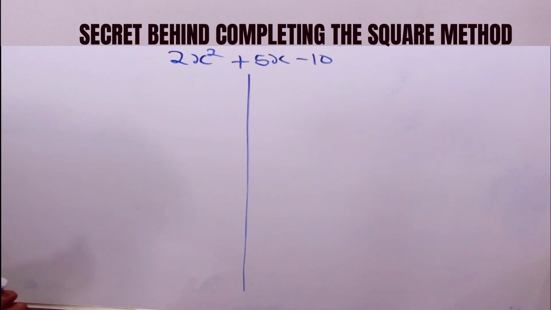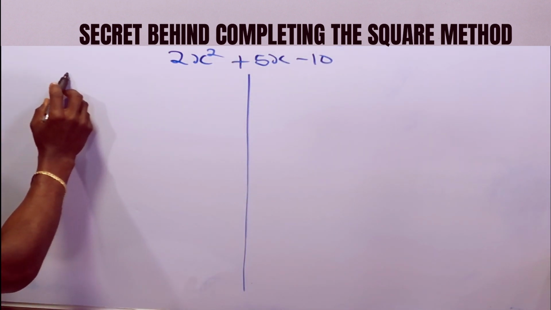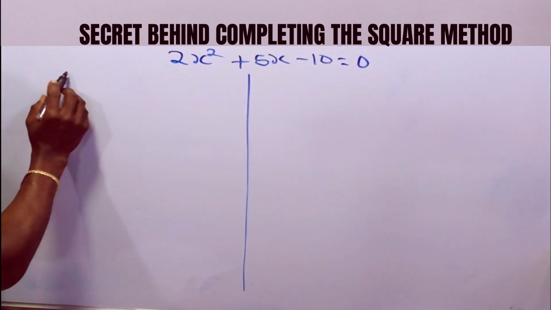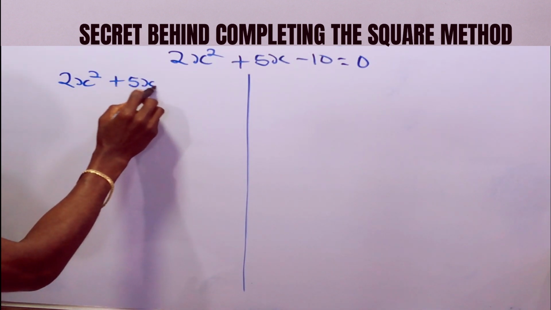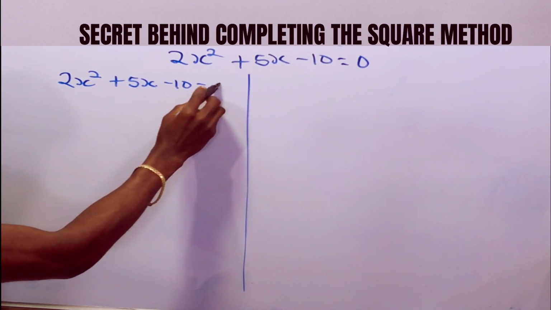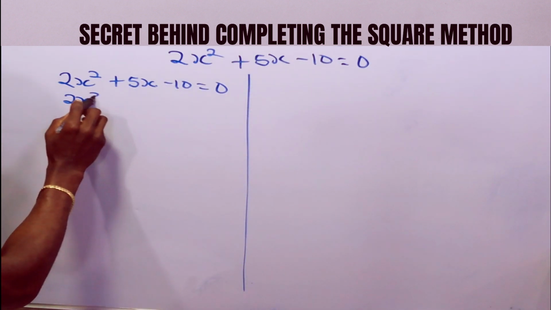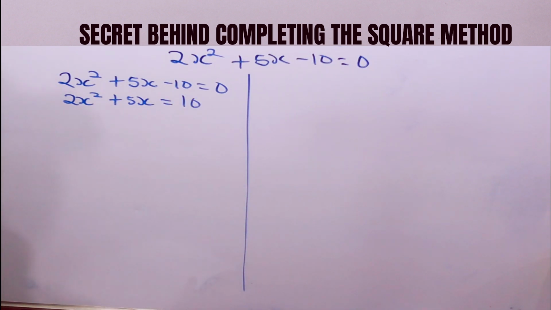Now, to solve this using the completing the square method, the first thing is we move our constant c to the other side, which means we'll have 2x squared plus 5x minus 10 equals 0. Negative 10 will move to the other side, as 2x squared plus 5x equals 10.